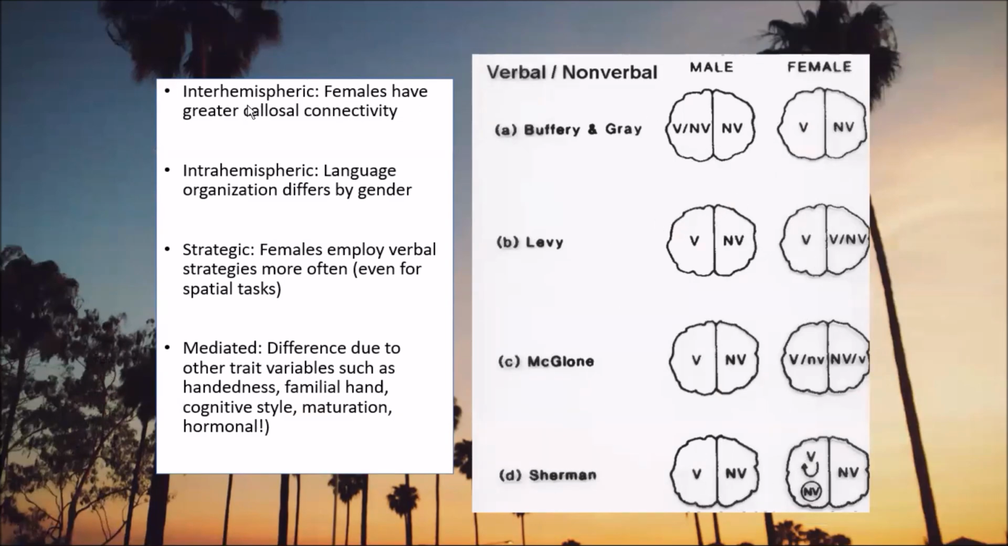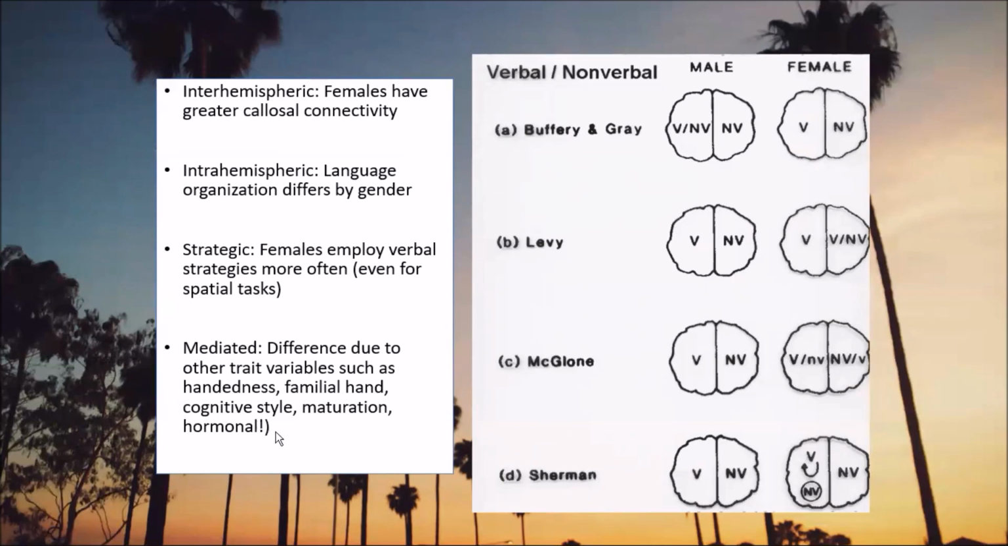Hemispheric: women have greater callosal connectivity, meaning there's more merging of the two hemispheres, or more inhibition. Typically, you have inhibition and transfer of information in the corpus callosum. Intrahemispheric: language organization differs by gender. Strategic: women employ verbal strategies more often, even for spatial tasks. Mediated differences are due to other traits such as handedness, familial factors, cognitive style, maturation, and hormonal factors.